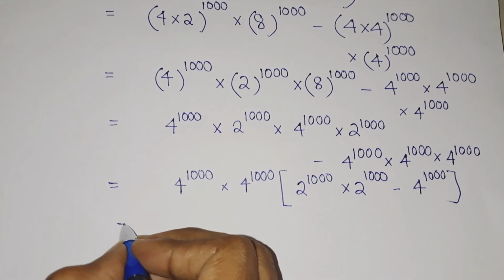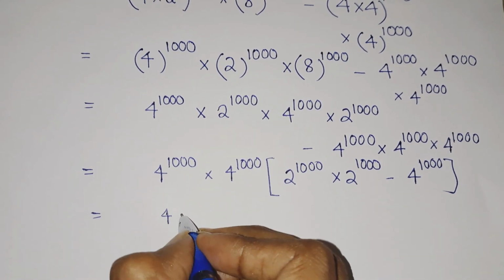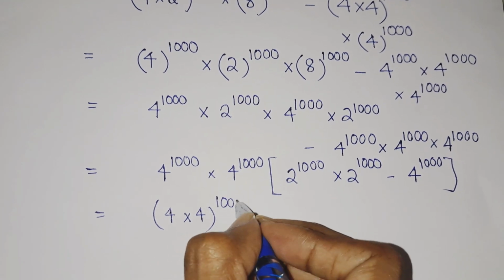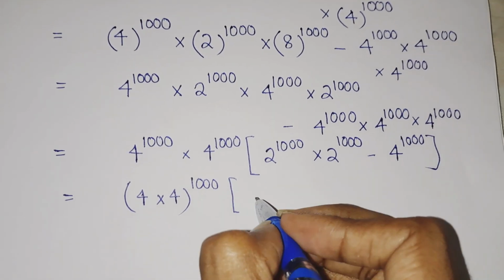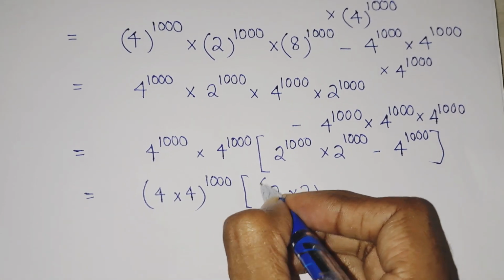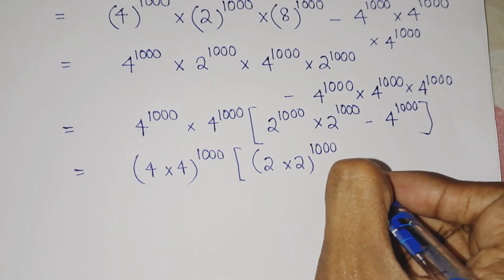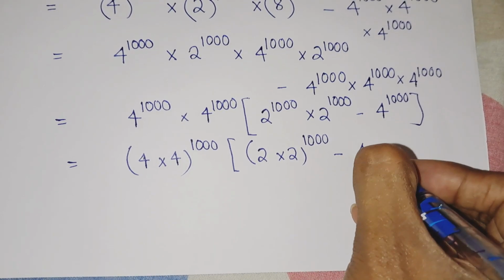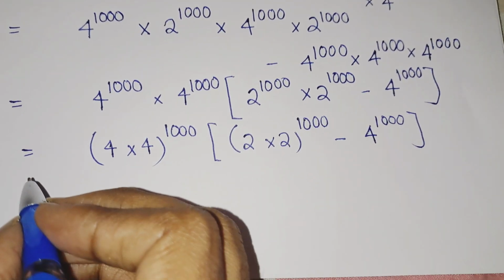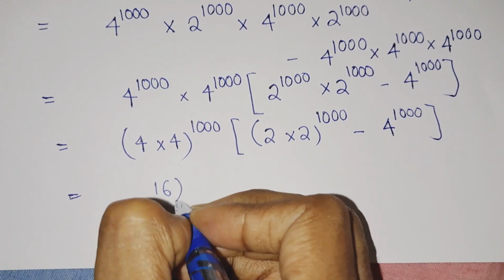So we can take 4 multiplied by 4 and take the power common, that is 4 multiplied by 4 to the power 1000, and the common terms 2 to the power 1000, we can also take 2 multiplied by 2 to the power 1000, minus 4 to the power 1000 as it is. Now this one is 4 multiplied by 4, we can take the product as 16 to the power 1000.